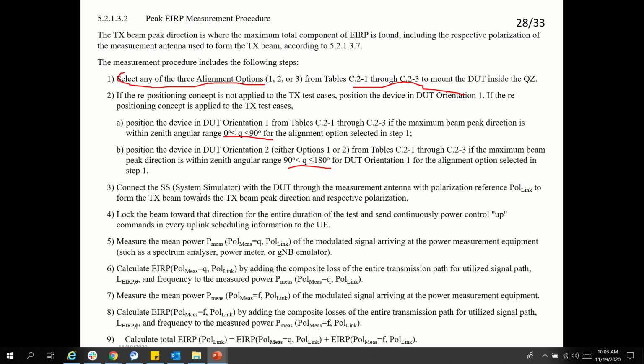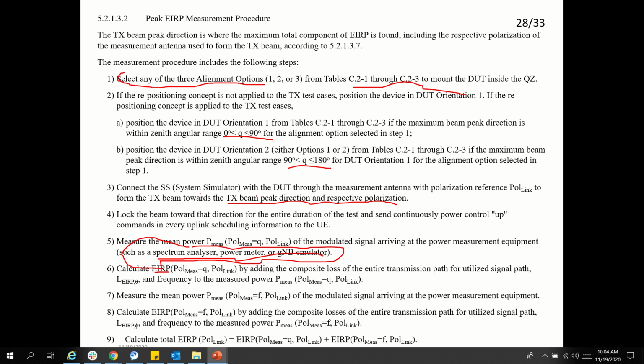Then connect the simulator to the DUT. First, what we have to do is find out the beam peak direction. Otherwise, the respective polarization has to be ensured before we go for measurement, and the beam peak also has to be ensured. Once you have ensured those things, then you can go for other kinds of testing. Mean power is a calculation, so the code will take care of that. Then from the spectrum analyzer, power meter, and gNB emulator, we will capture all those power values, and then in the background we have to calculate whatever parameters are required.